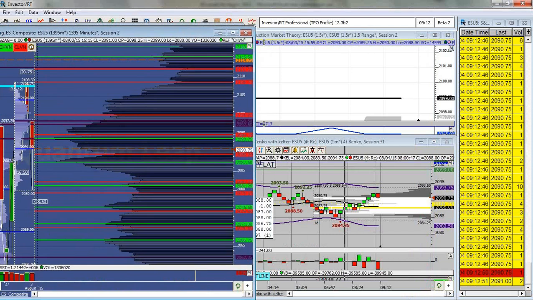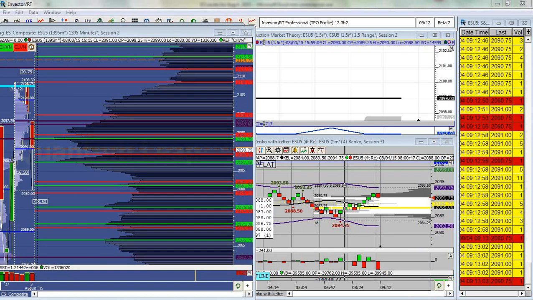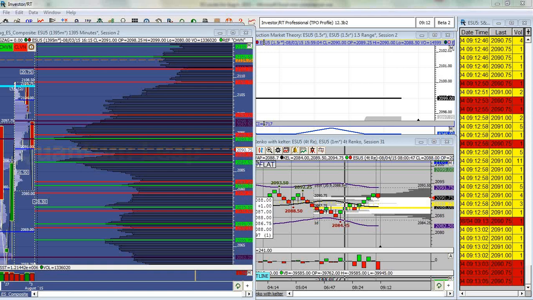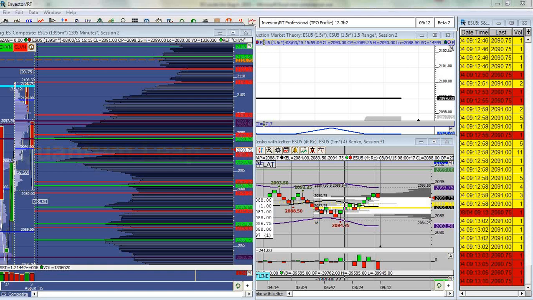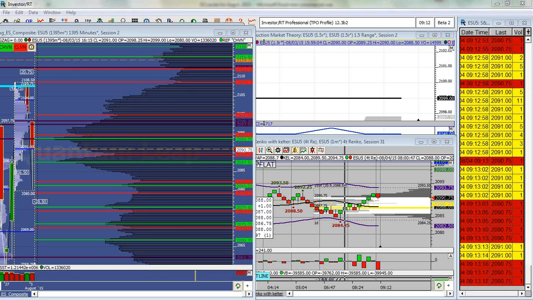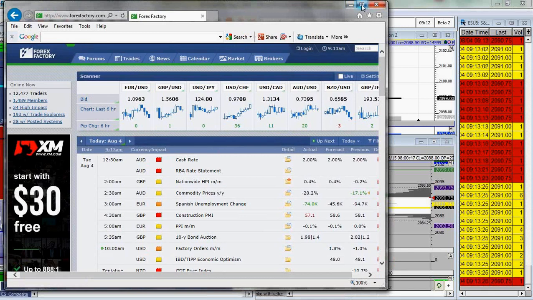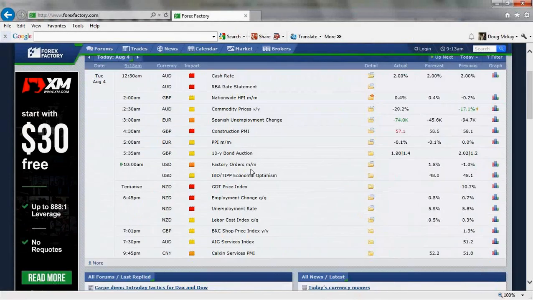I didn't pull up the news. Let me just do that, and we'll wrap this up. Trying to get back into my normal routine. All right, so we have factory orders at 10 o'clock. We got IBD tip, economic optimism, and really nothing after that, except a lot of headline news.